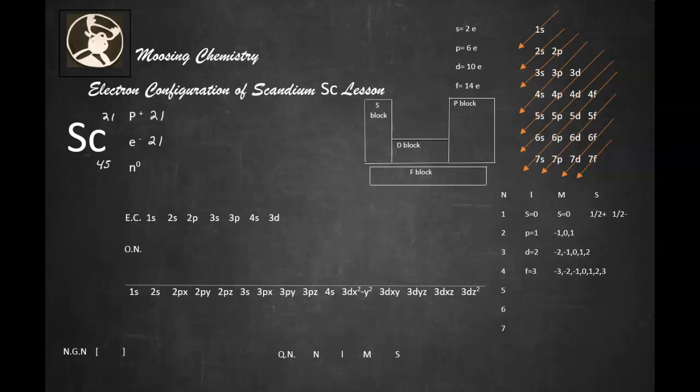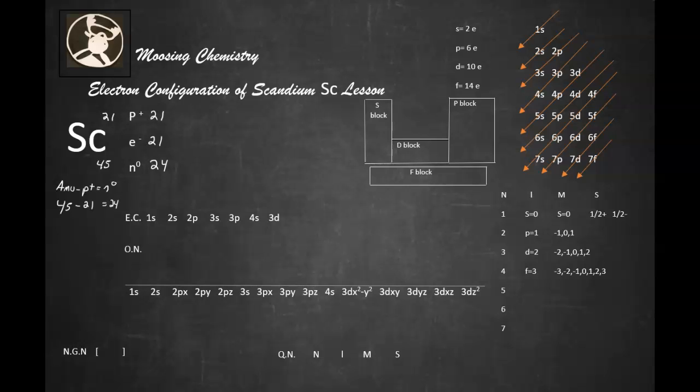What about our neutrons? AMU minus protons equals our number of neutrons, right? So 45 minus 21 gives me 24 neutrons. Pretty snarly, huh? Let's put 24 there.